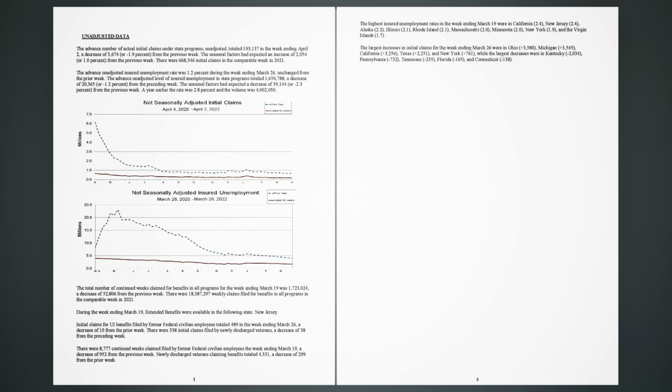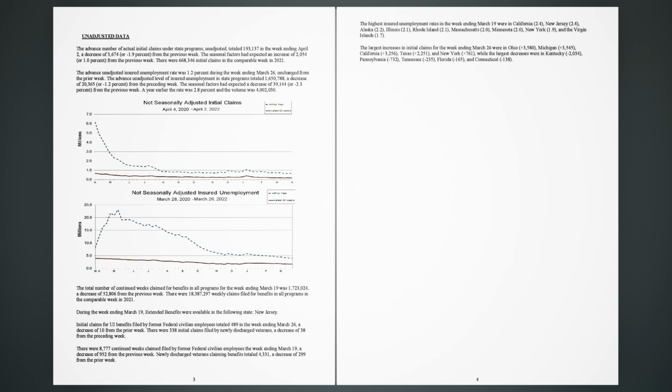The highest insured unemployment rates in the week ending March 19 were in California, 2.4, New Jersey, 2.4, Alaska, 2.2, Illinois, 2.1, Rhode Island, 2.1, Massachusetts, 2.0, Minnesota, 2.0, New York, 1.9, and the Virgin Islands, 1.7.